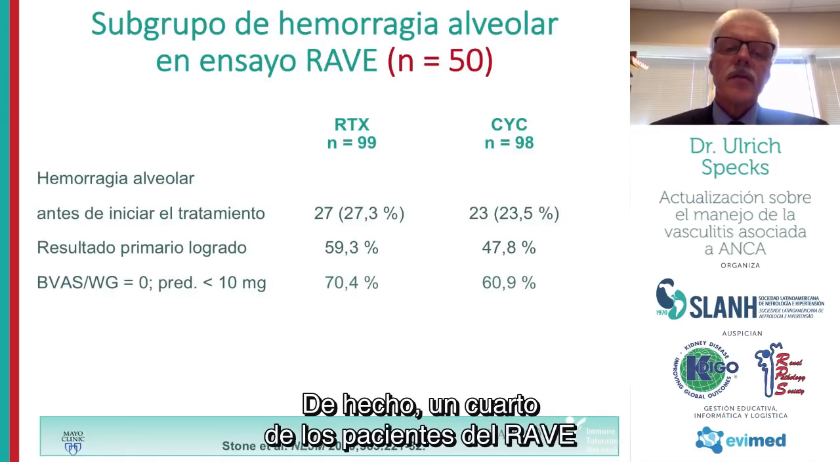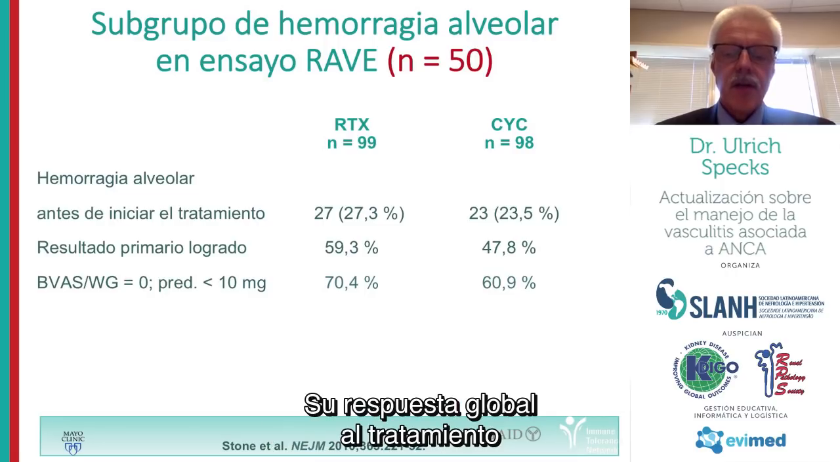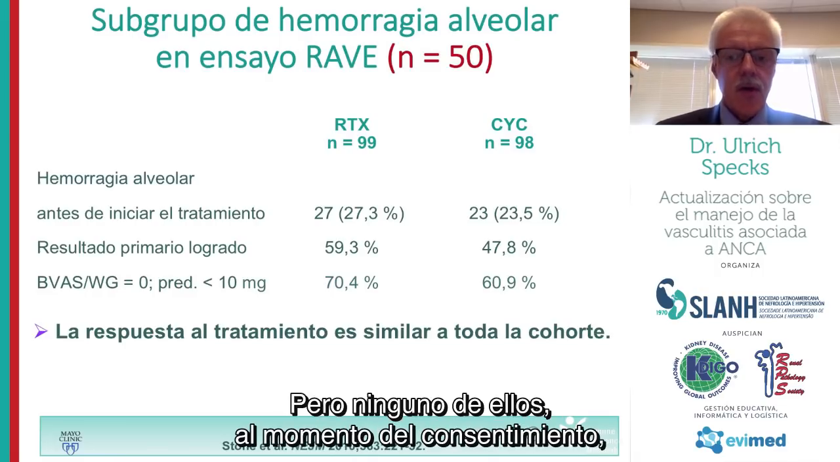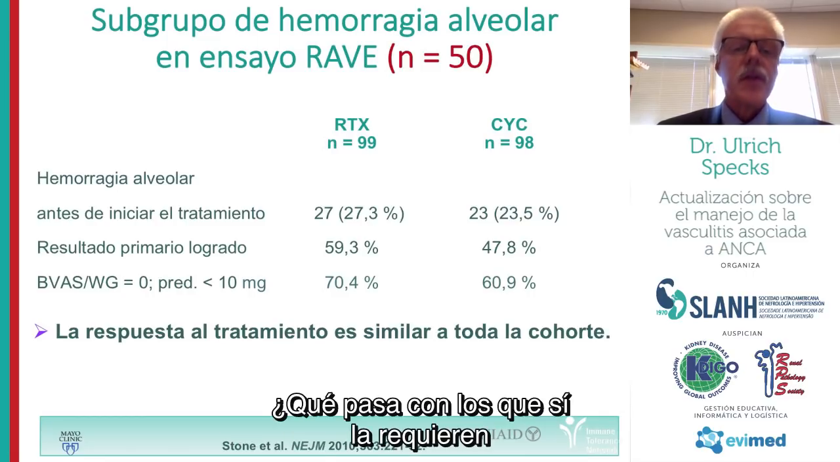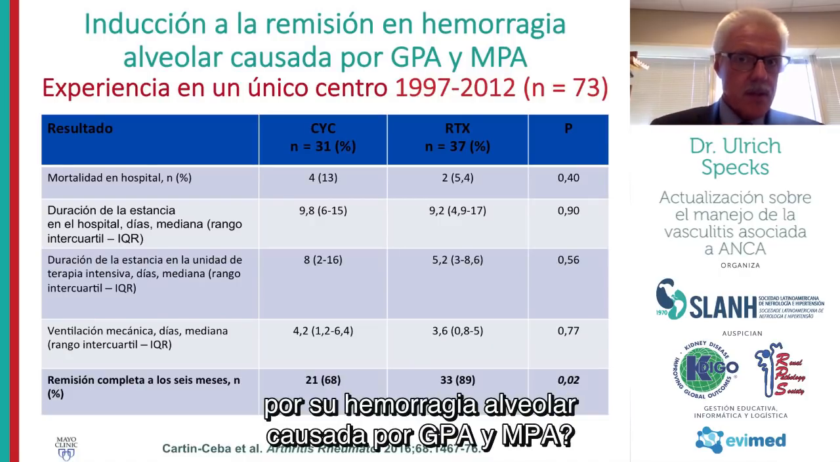In fact, a quarter of the patients in the RAVE trial did have alveolar hemorrhage, and their overall treatment response was similar to the entire cohort. Only none of these patients, at the time they signed consent, required mechanical ventilation. So what about patients who required mechanical ventilation for alveolar hemorrhage caused by GPA and MPA?